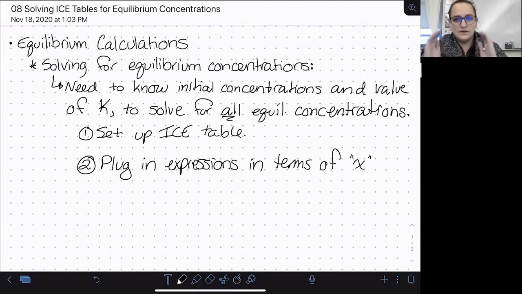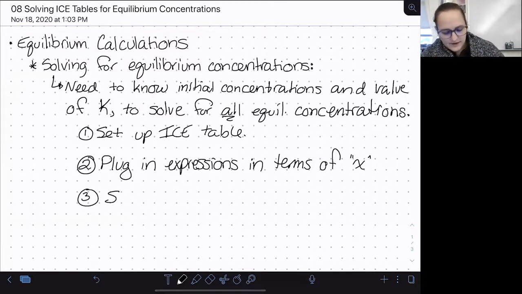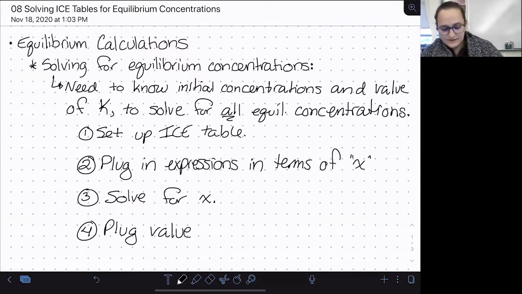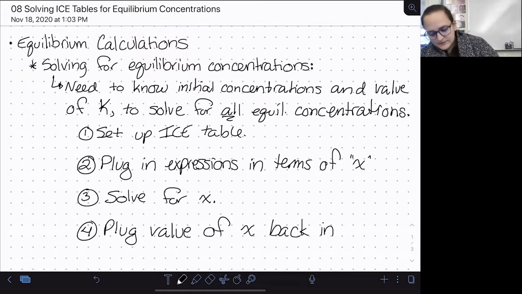So we take those expressions and plug them into our equilibrium expression. And since we know the value of K, that will allow us to solve for X. The only unknown in our equation will be X, and we can solve that. And then we can plug our value of X back in to our ice table to find the concentrations.